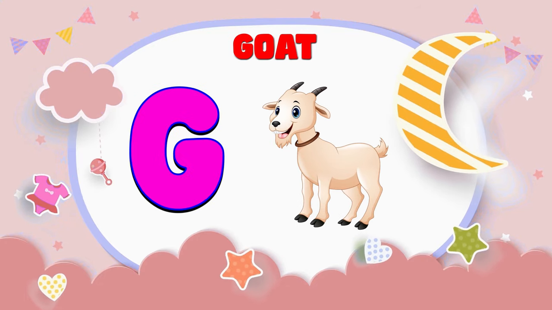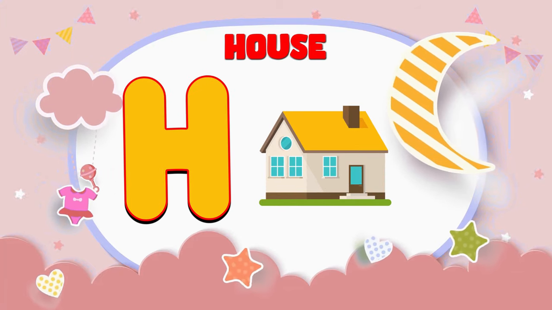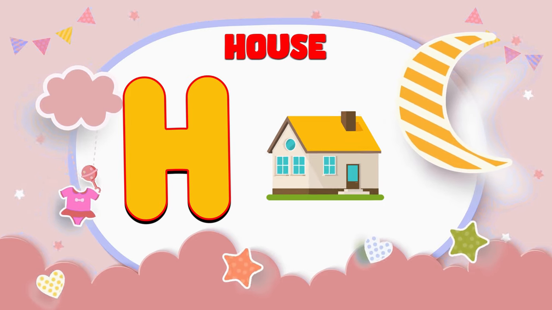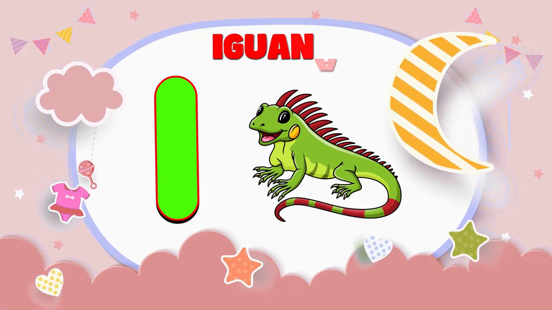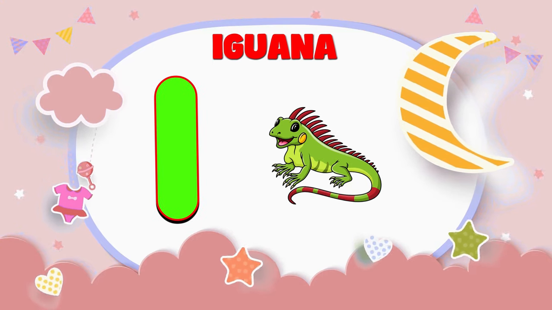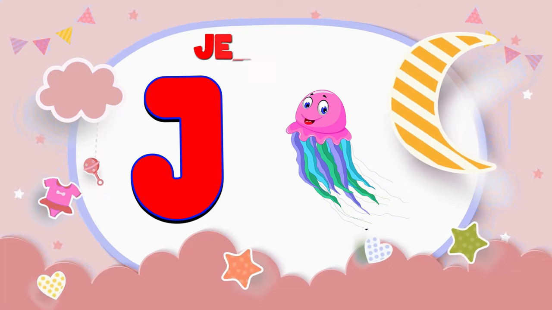Goat. G, goat. H is for horse. H, h, h, h, horse. I is for iguana. I, i, iguana. J is for jellyfish. J, j, jellyfish.